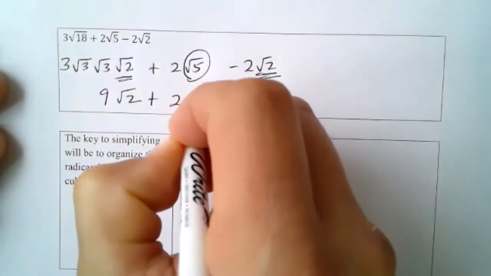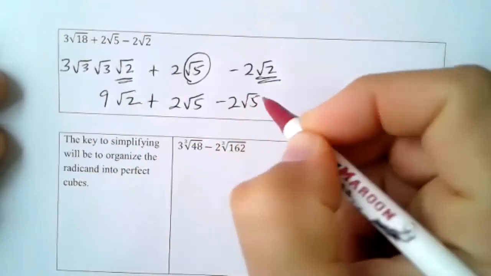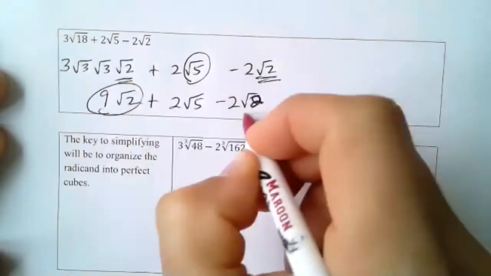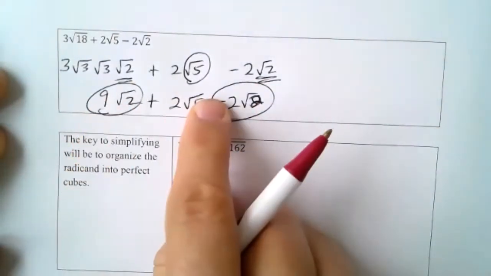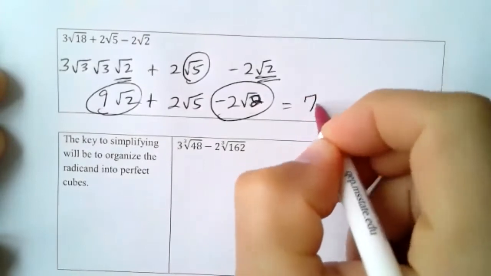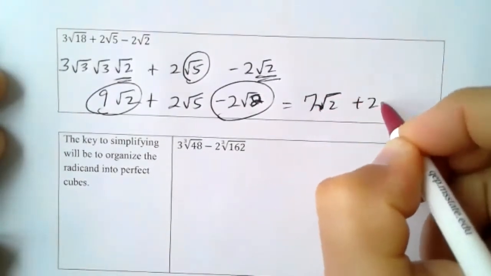And then this guy right here is kind of a loner. You can't really do anything with him. I'm sorry, that's the 2 right there. All right, so what we're going to combine here is 9 and 2. 9 take away 2, which is 7. Square root of 2, and then plus 2 square root of 5.